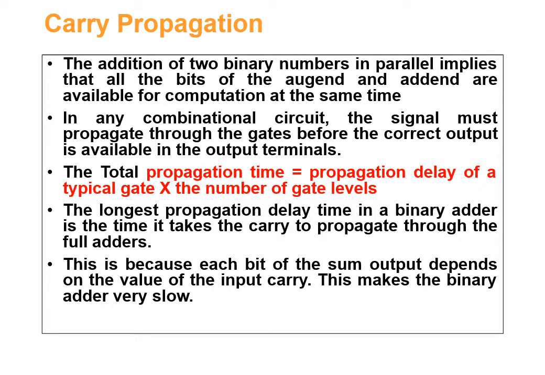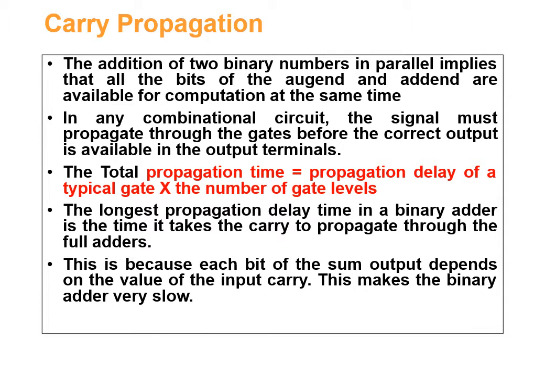Carry propagation. The addition of two binary numbers in parallel implies that all the bits of the augend and addend are available for computation at the same time. As in many combinational circuits, the signal must propagate through the gates before the correct output sum is available at the output terminals. The total propagation time is equal to the propagation delay of a typical gate times the number of gate levels in the circuit.